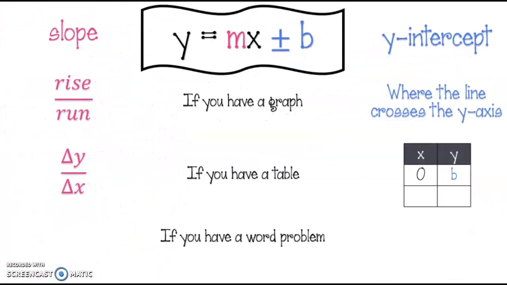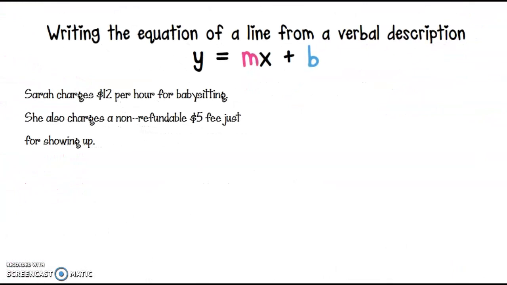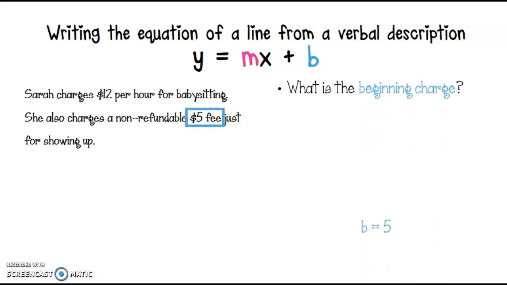Last thing, if we have a word problem, the slope is going to be the rate, and the y-intercept is what you begin with. So here it says Sarah charges $12 per hour for babysitting. She also charges a non-refundable $5 fee just for showing up. The beginning charge is that $5 fee.